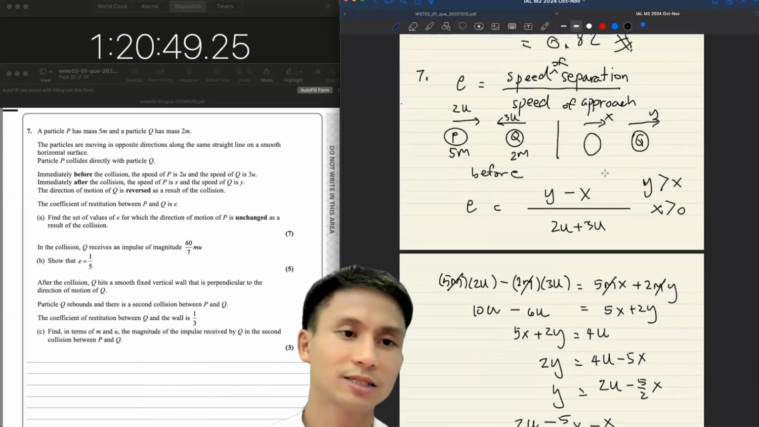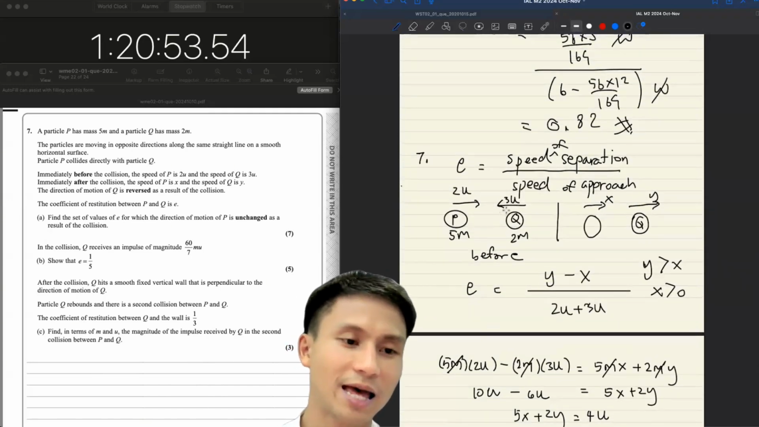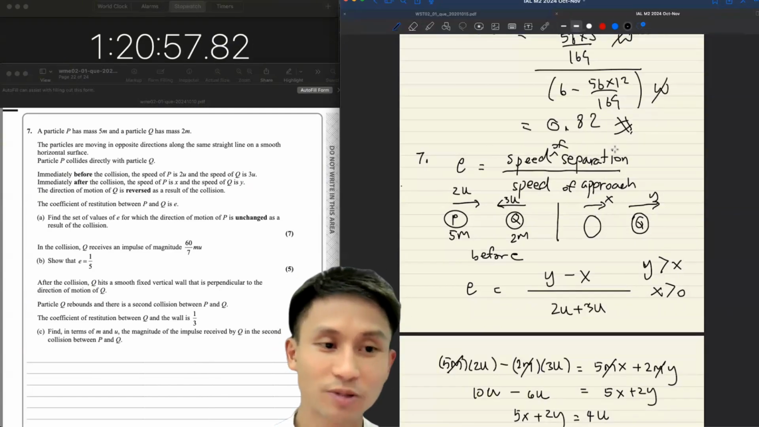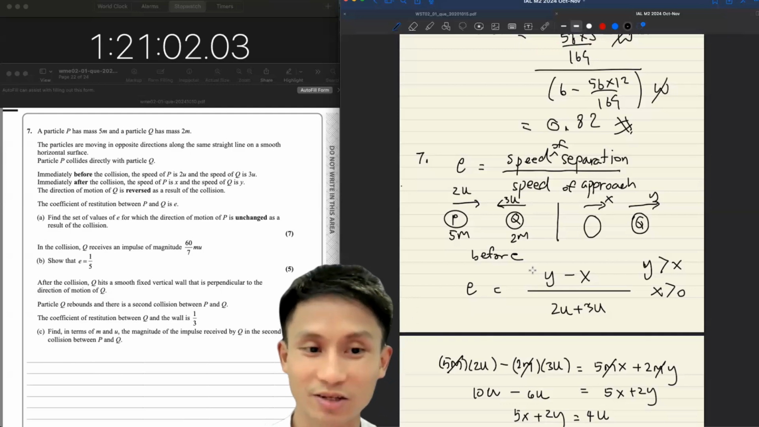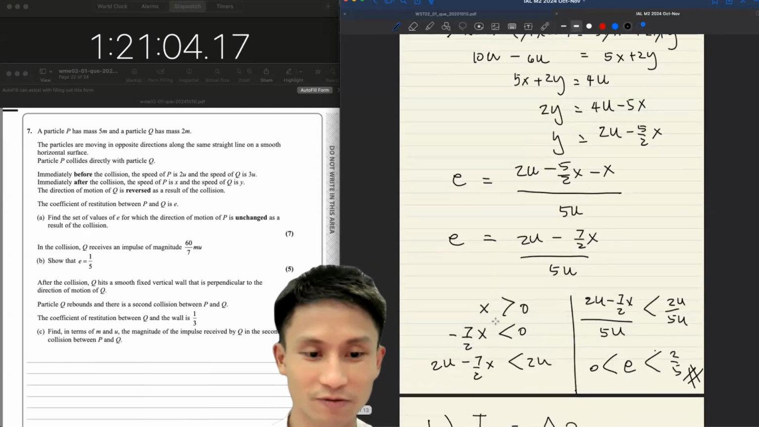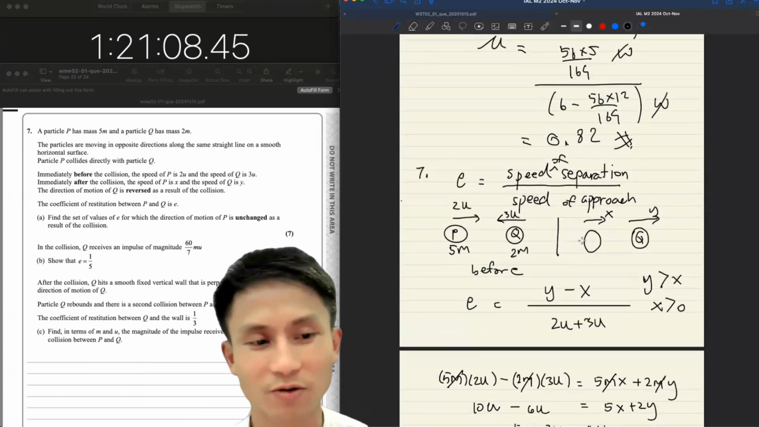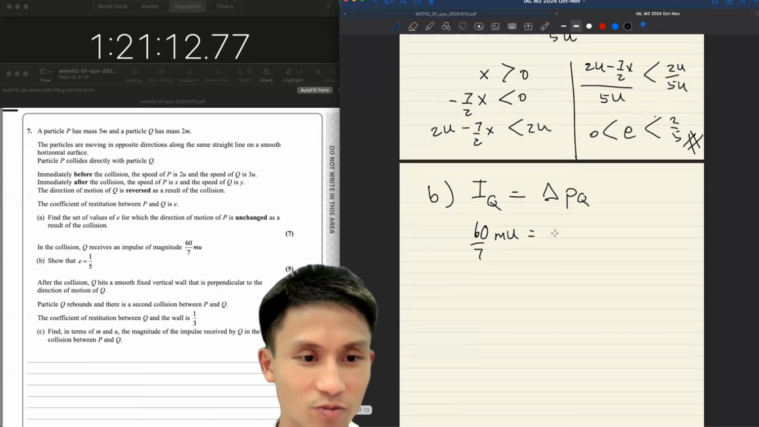So look, because Q was initially to the left, and after collision, it is to the right. That means impulse should be directed to the right side so that it can go to the right after the collision. So we're going to make an impulse a positive term here, right? Because directions are very important in mechanics here. Okay, so let's do momentum.